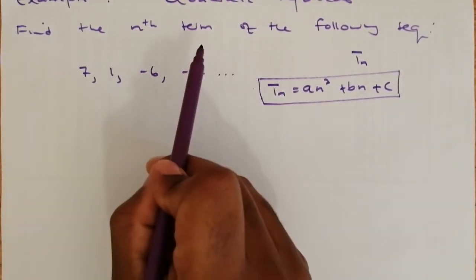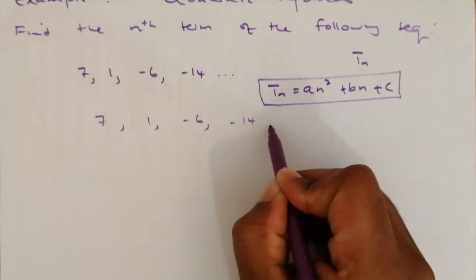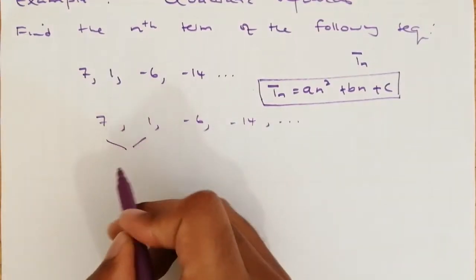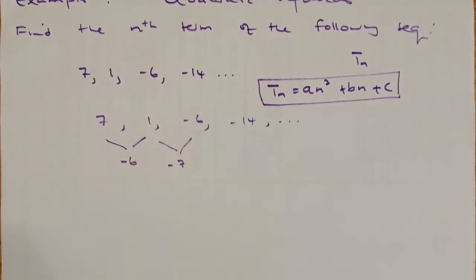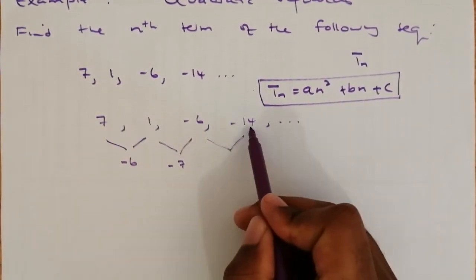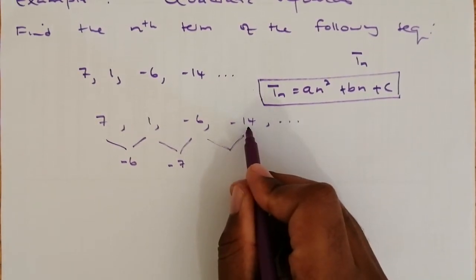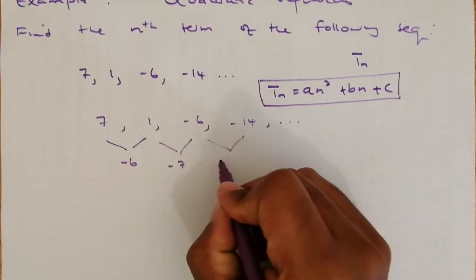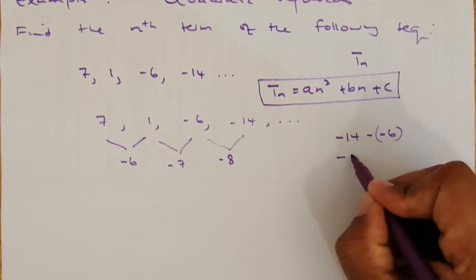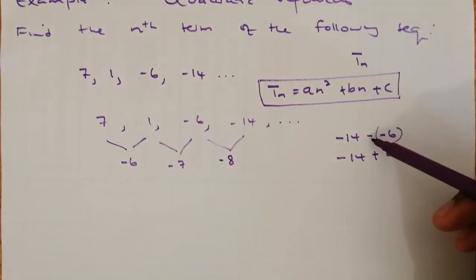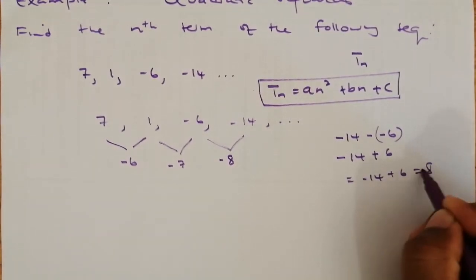Okay, so basically we know that quadratic sequences have got a constant second difference, right? So it's 7, 1, negative 6, negative 14, then the sequence continues. So 1 minus 7 is minus 6, and then negative 6 minus 1 is negative 7, right? So negative 14 minus 6. Let me just write it here, negative 14 minus 6. So it's going to be negative 14 plus 6, because a negative multiplied by a negative is a positive. So negative 14 plus 6, that is negative 8.